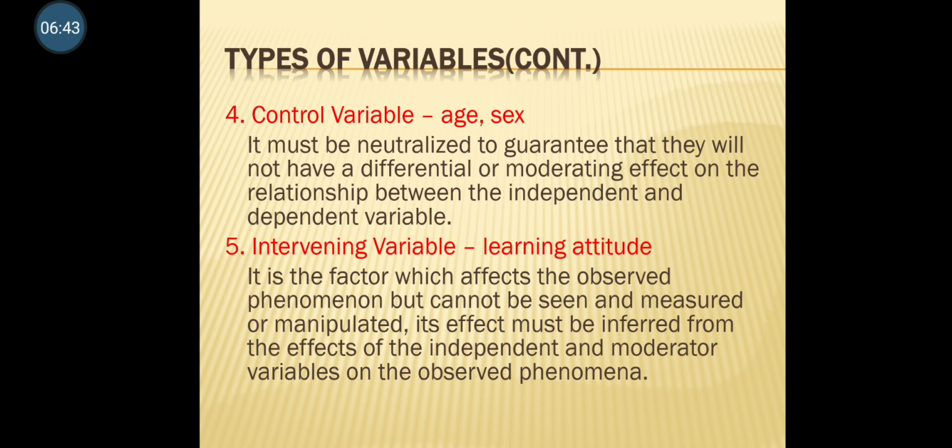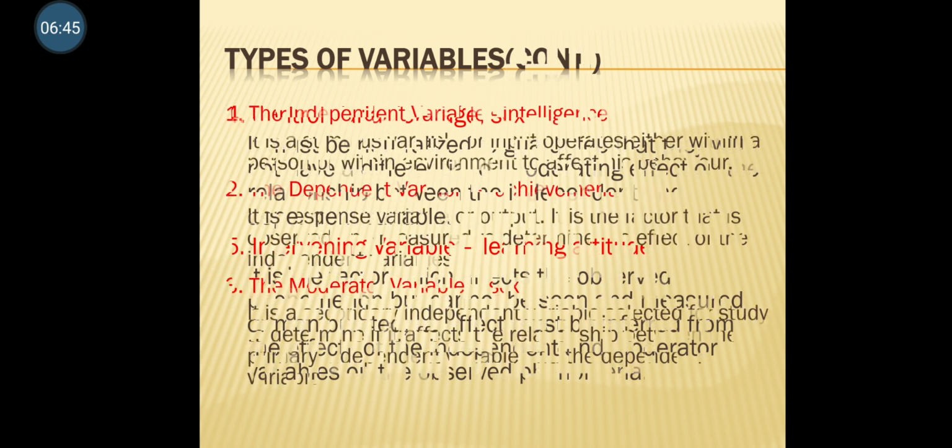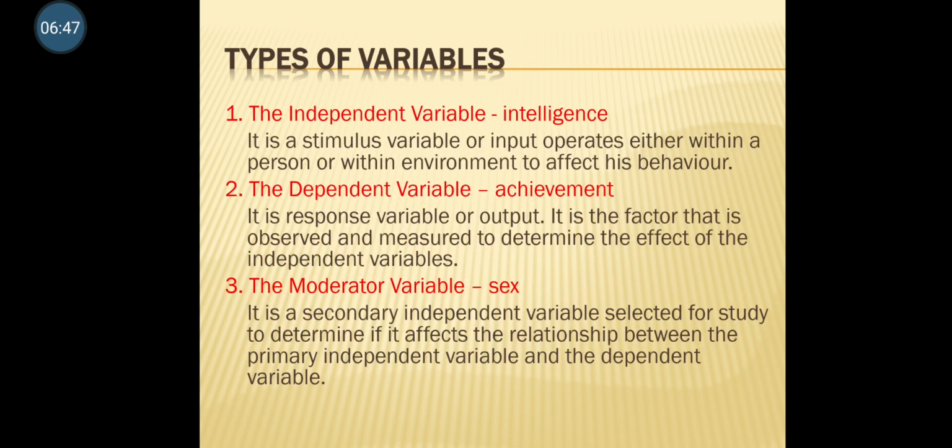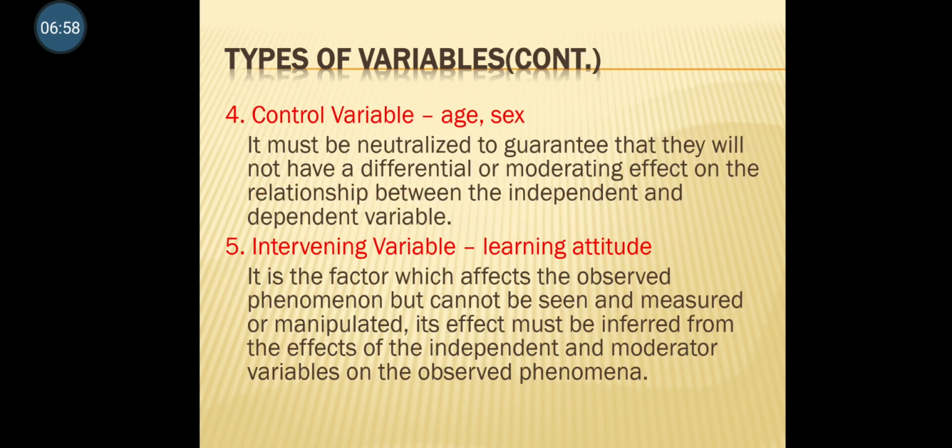So now we have seen 5 types of variables, that is independent variable, that is a stimulus variable. Next, dependent variable is the response variable. Moderator variable is a secondary independent variable. Then control variable, which should be neutralized by the researcher, and intervening variable, which has an impact on the dependent variable, and the researcher should be cautious about the intervening variables.